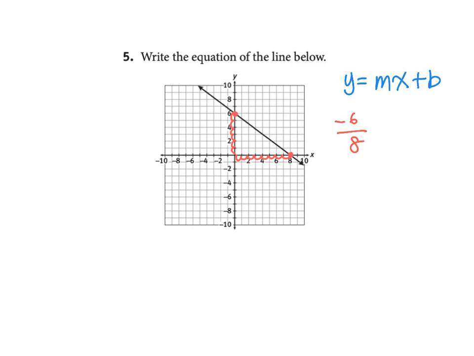Actually, you don't need to count, right? You have a number right there. So simplify that. Divide both by 2. That will be -3 over 4. So that is our slope. What about B? B means y-intercept, right? The y-intercept means the value of y when x is 0, which is right here. That's the point (0, 6), right? So that's the B. So B equals 6. So let's put it into the equation: y equals -3 over 4 x plus 6.